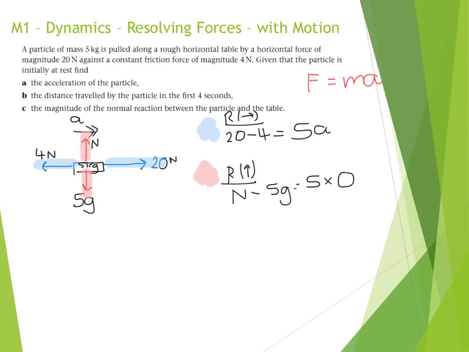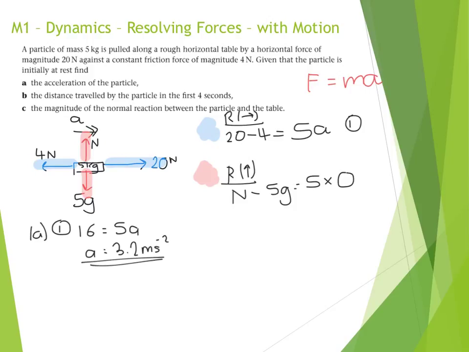Okay, so part A asks us to find the acceleration of the particle. It looks as though the blue equation is going to be handy for that. So if 20 minus 4 is equal to 5a, let's simplify. So that's equation 1. Simplifying equation 1, we've got 16 equals 5a. So a is going to be equal to 3.2 meters per second squared.